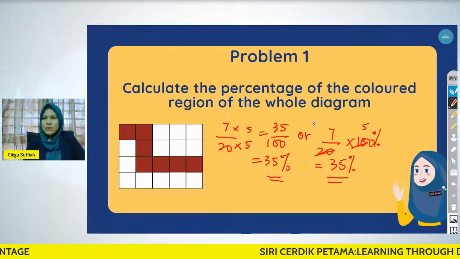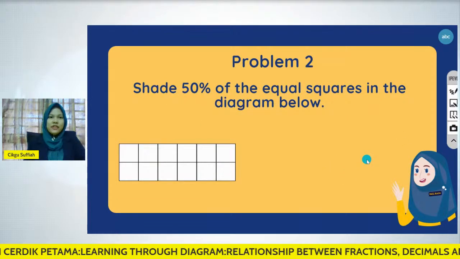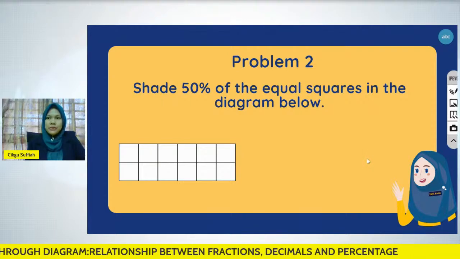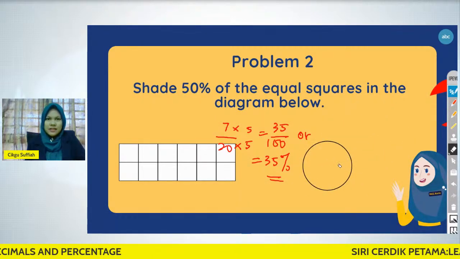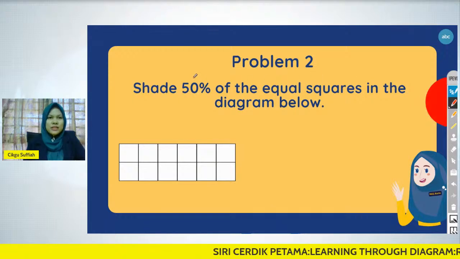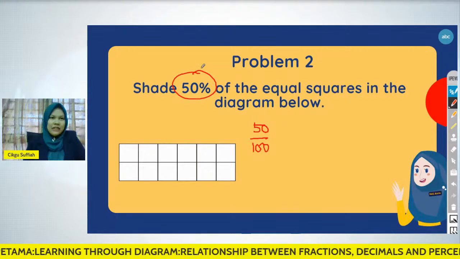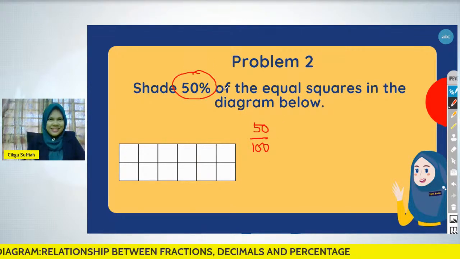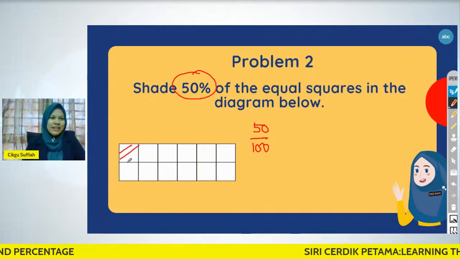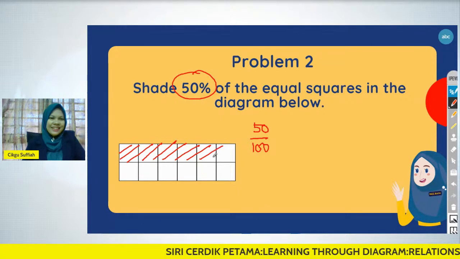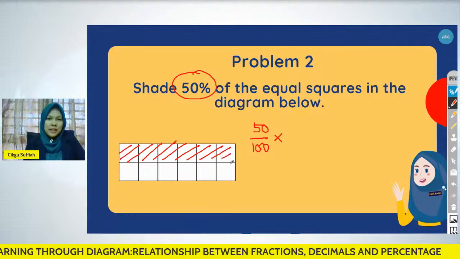Now the second one, the last problem solving for today: shade 50% of the equal squares in the diagram below. How to answer this question? Wow, it's quite tough, isn't it? Is it tough? No, if you understand the flow, you just need to take this 50%. But logically, if you say 50%, you know it's actually half. Correct or not? Is it half of the diagram? You just need to shade half. But if you want to do some calculation, 50% means 50 over 100 times how many equal parts here?